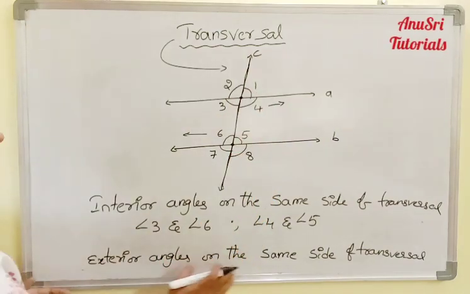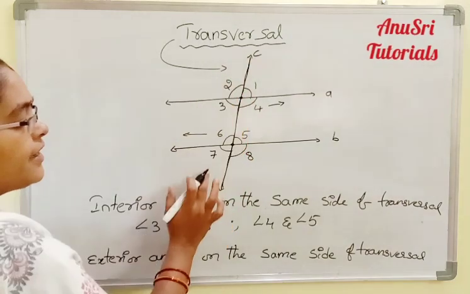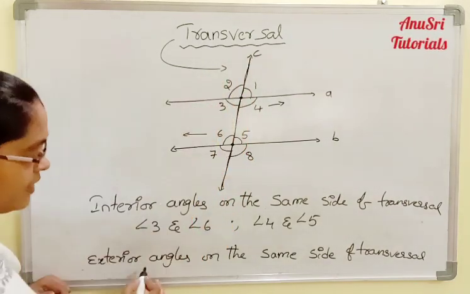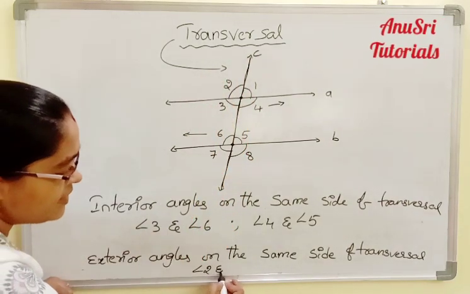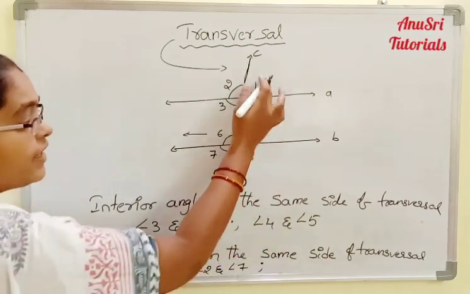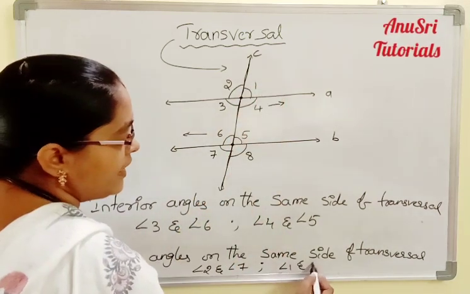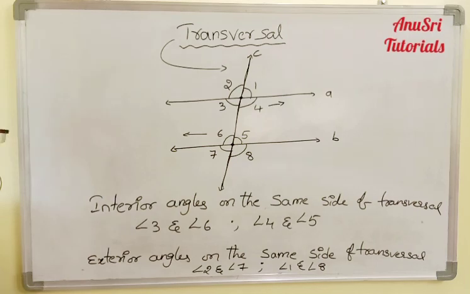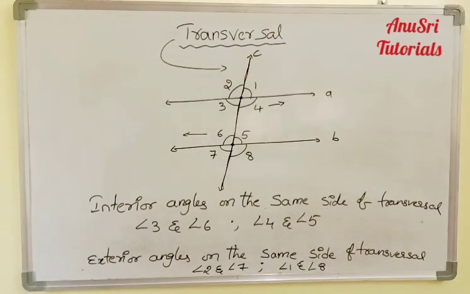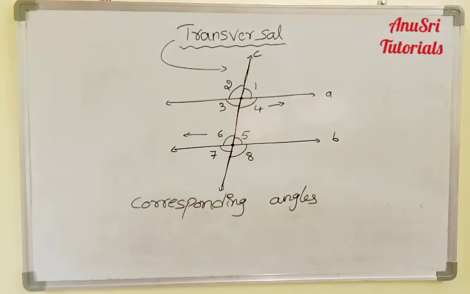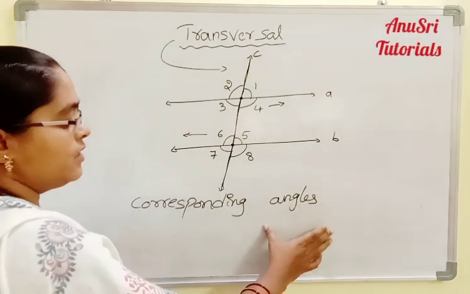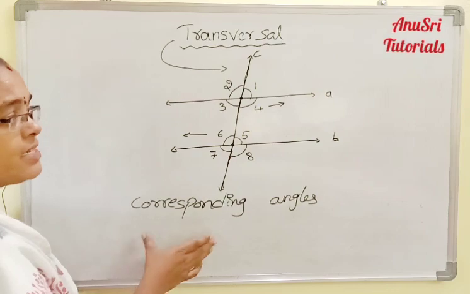Now coming to exterior angles, the exterior angles on the same side of transversal are angle 2 and angle 7 on one side, whereas angle 1 and angle 8 are also the exterior angles on the same side of the transversal. Now the next one is corresponding angles. See, what is corresponding angles?